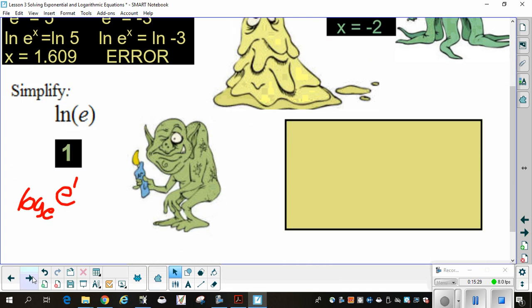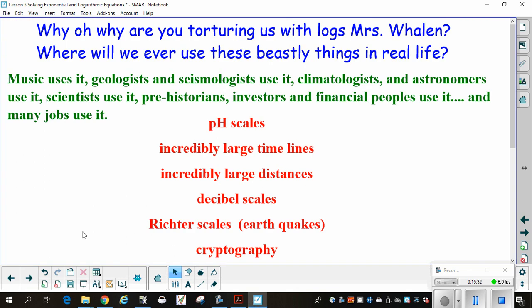Excellent job. Now, why, oh why am I torturing you with logs and exponentials, particularly logs, because these are crazy things. And by the way, logarithms are not trig. Just because it's a word does not mean it's trig. Where will you ever use these beastly things? Well, music uses logs. Geologists, seismologists, climatologists, and astronomers use logs. Scientists use it. Prehistorians, investors, and financial people, bankers, use it, and many other jobs.